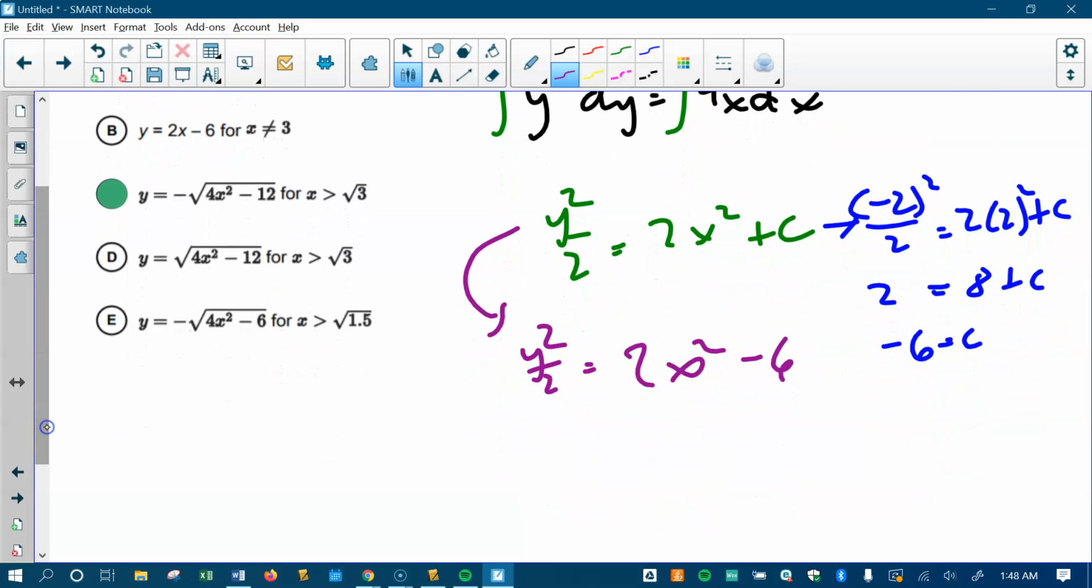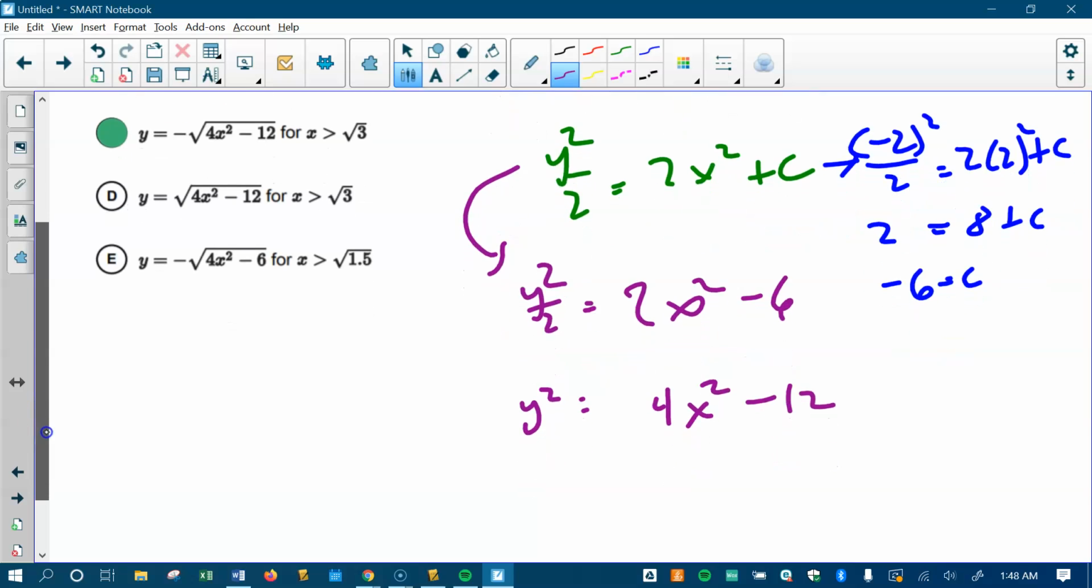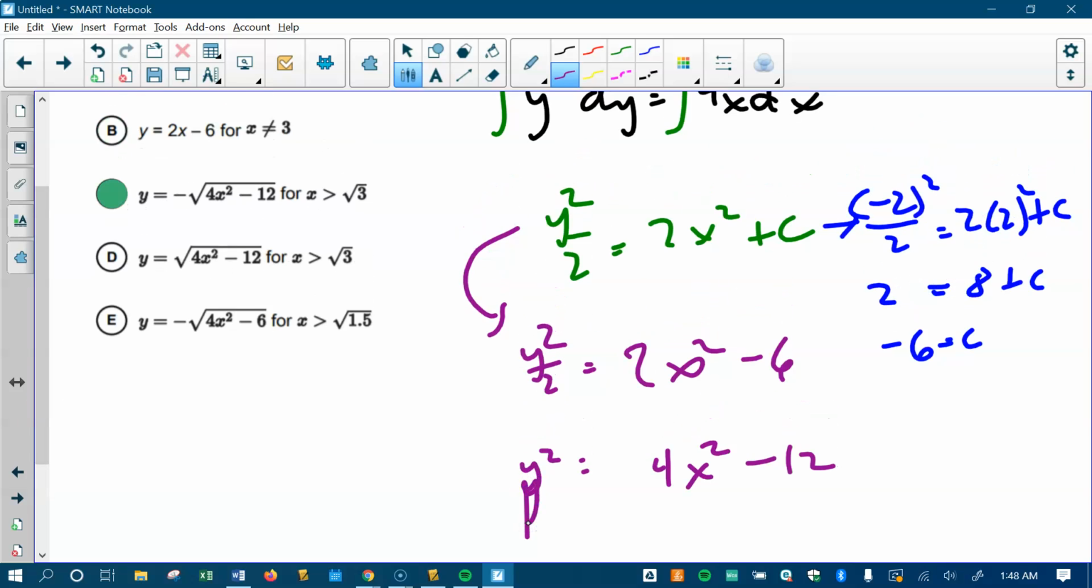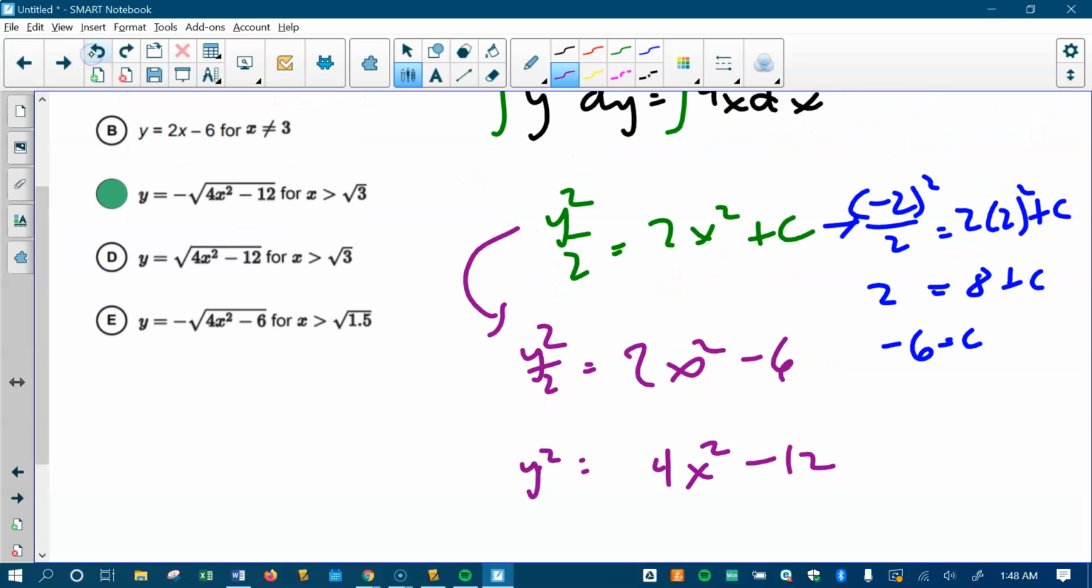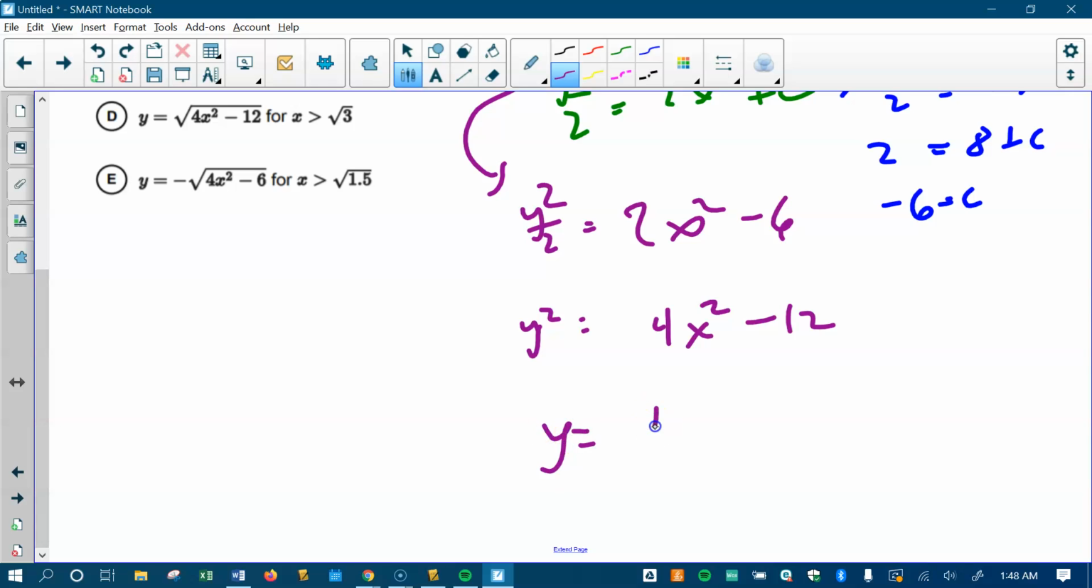And then let's solve for y. I get y squared is equal to 4x squared minus 12, and then take the square root of both sides. Oh, I need to go back to the first problem. I know exactly what I did wrong. Okay, I'm going to get y is equal to plus or minus the square root of 4x squared minus 12.